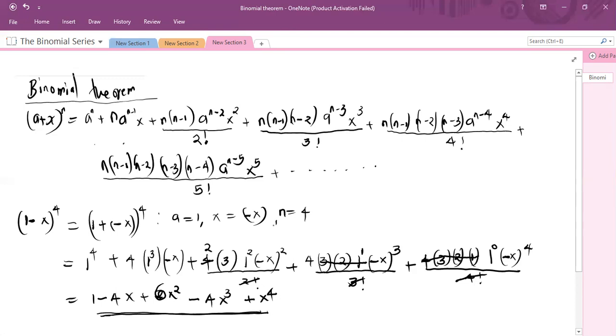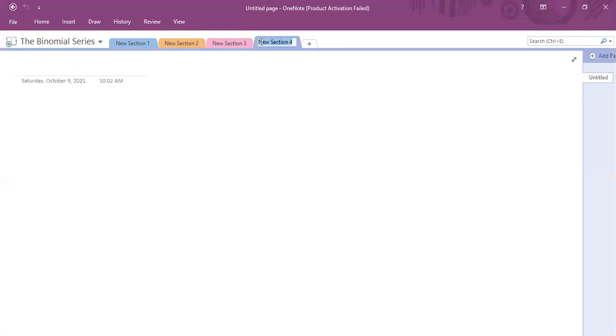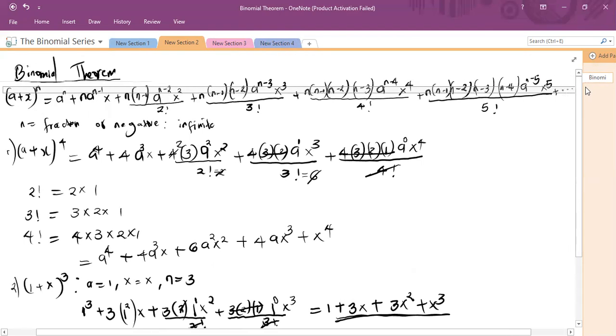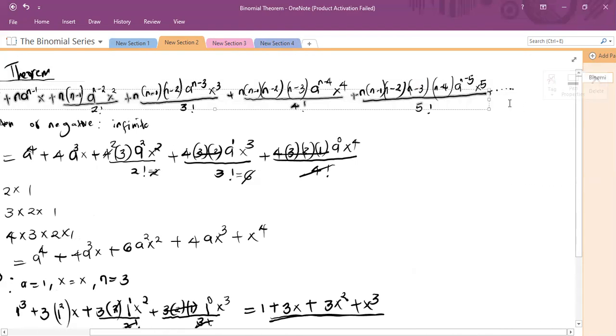Now, let's say you're told to expand and you're given either n as a fraction or n as a negative number. So let's just take this so that we don't have to write it again.